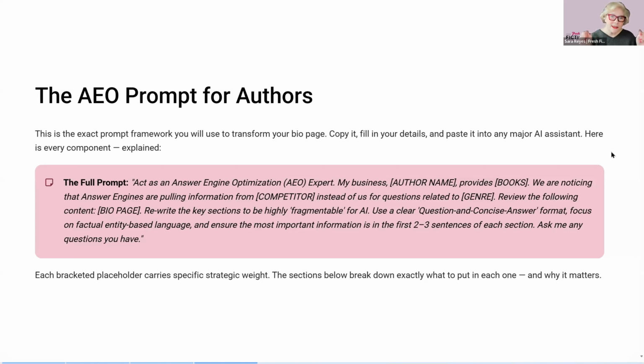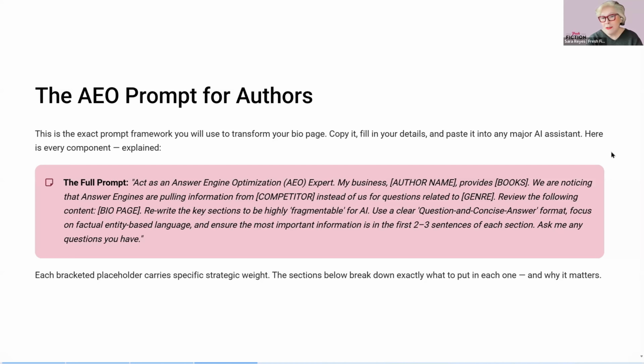Now, when it's in square brackets and uppercase, this is where you are going to put your information, all right? So here's the full prompt. We're telling the AI to act as an answer engine optimization expert. You're telling it exactly what you want it to be. Your business is your author name.